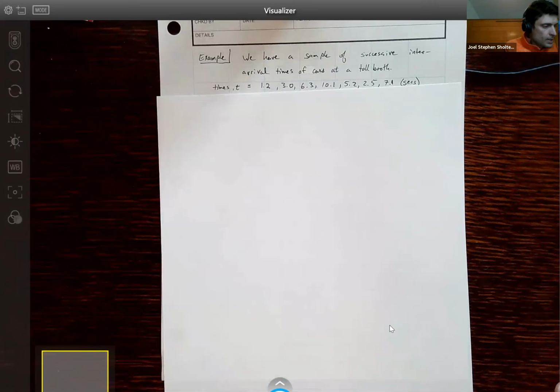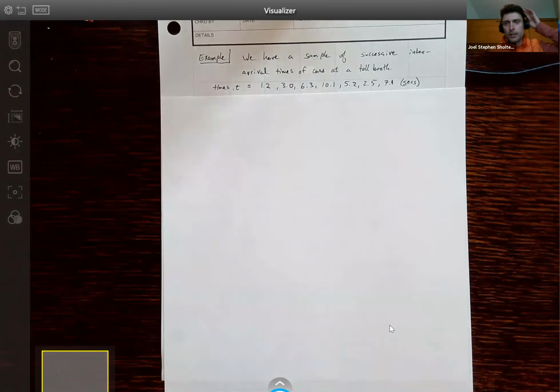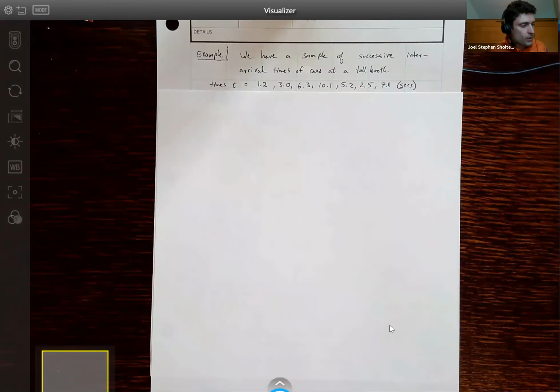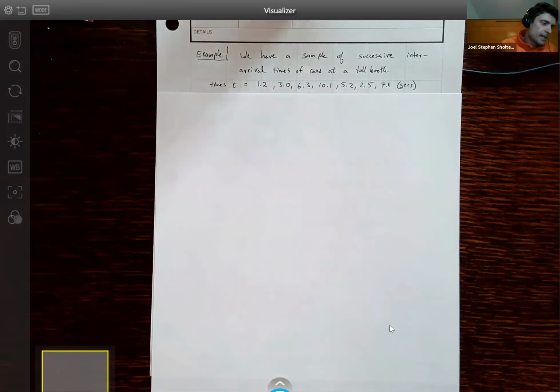Okay, so we're sitting at a toll booth, and we're interested in the distribution of time it takes. How much time do we have between cars to count money and organize things and wipe down our stations so that we don't get the coronavirus? So we've got a sample of data, and the time between car arrivals at this toll booth, time t, ranges from 1.2 seconds all the way to 7.1 seconds.